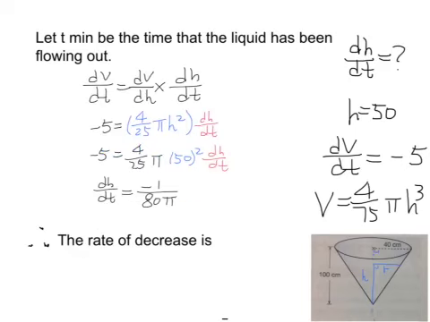So therefore, when you talk about the rate of decrease, your answer will never be negative, right? If it's negative, then it's increasing. So this is what you write: 1 over 80 pi. Now, what is the unit? Well, h is a length, right? So it must be cm per something. What is your unit of time? Minute. So this is what we do here.